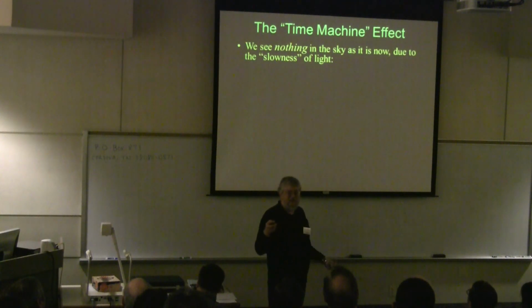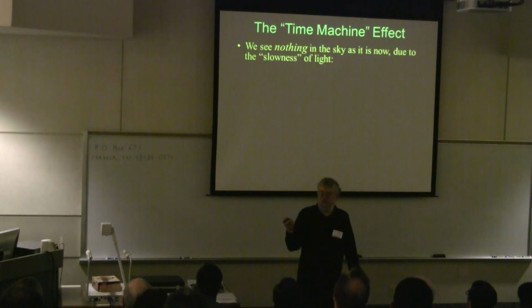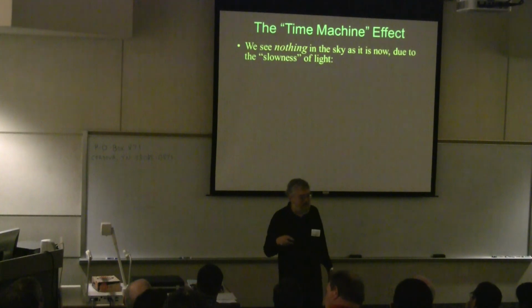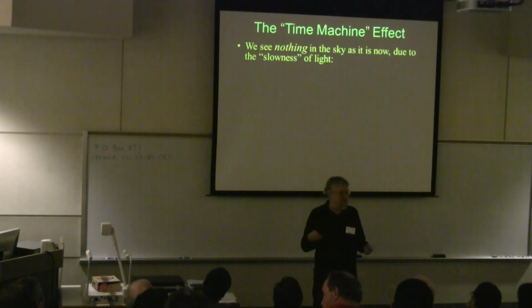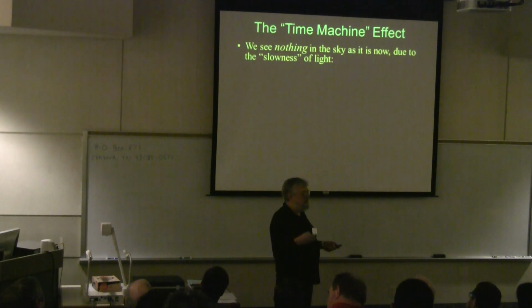I've alluded to this some already. We don't see anything in the sky as it is. Now that's unusual for science, isn't it? You look through a microscope, you see the little paramecium swimming around as it is right then. You pick up a leaf and you look at it, that's the way it is, not the way it was. But in astronomy, everything is not the way it is.